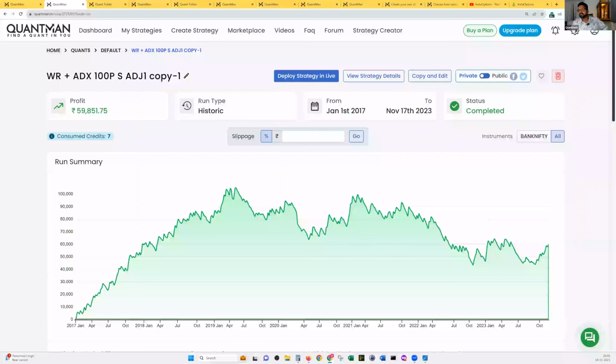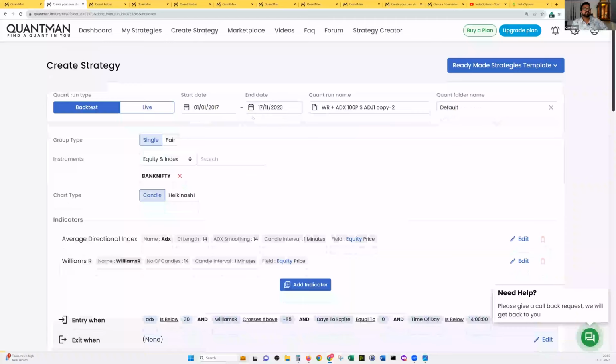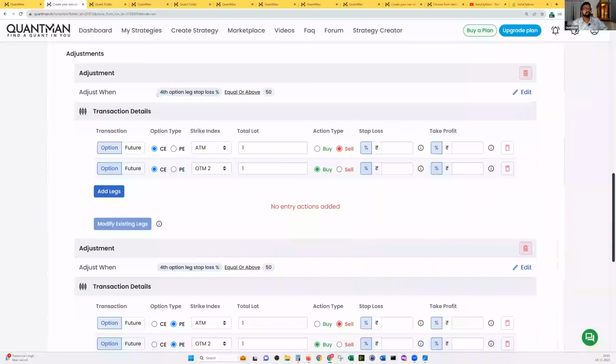Okay, so actually this is how it looks. Oh, I have mentioned fourth in both. Sorry. Just give me a moment. Oh, I put fourth leg. Okay, that's wrong. It's totally wrong. I need to put third leg stop loss.